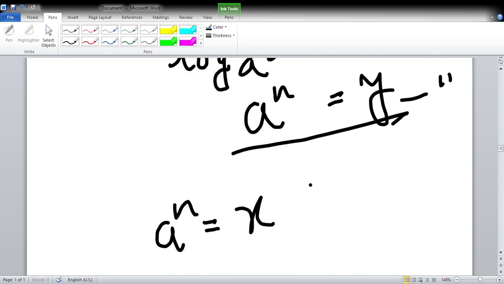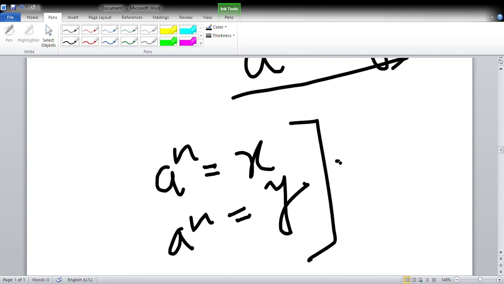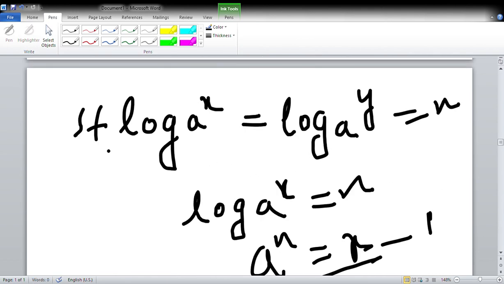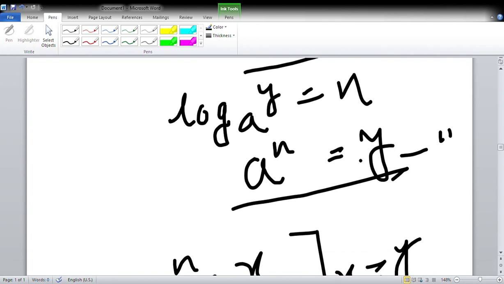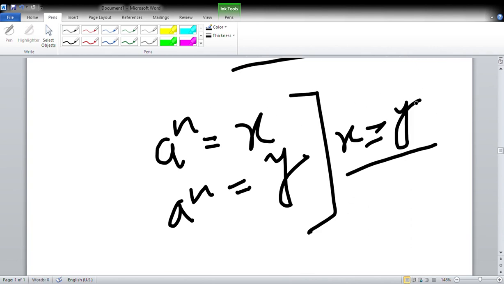So a to the power n is equal to x, and what is equation number 2? A to the power n is equal to y. So we get to know that x is equal to y. So if log x with the base a is equal to log y with the base a, that means x is equal to y. Simple. That is the conclusion you will get.